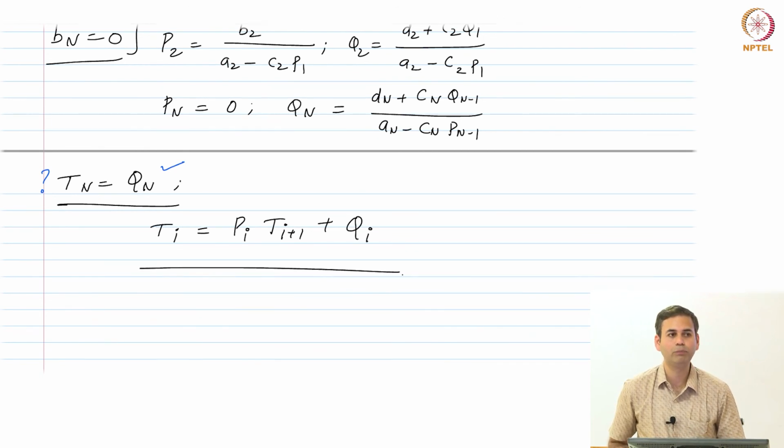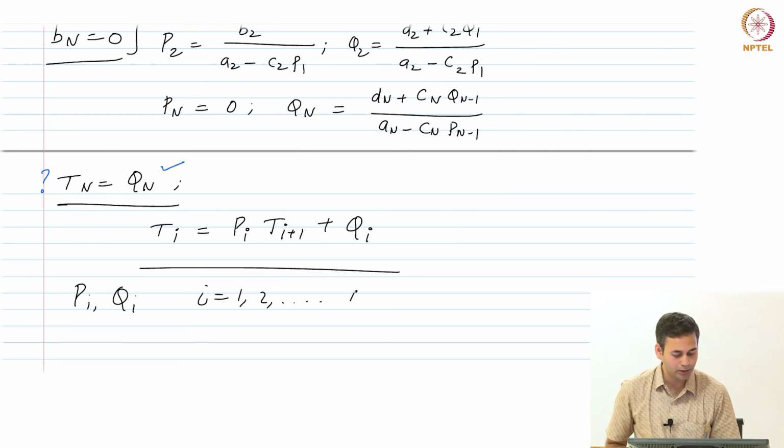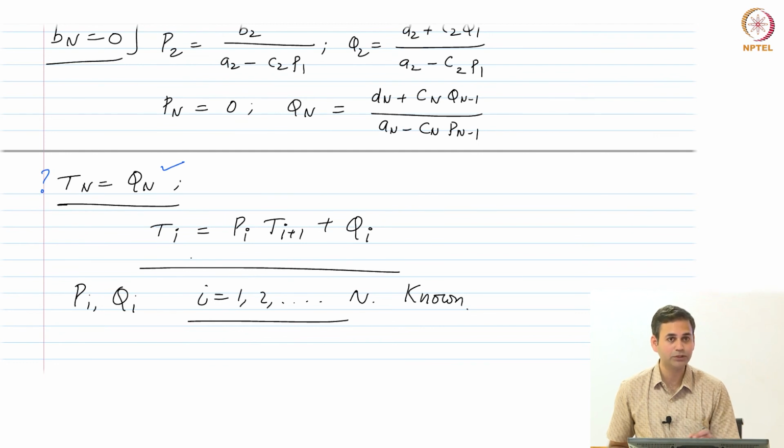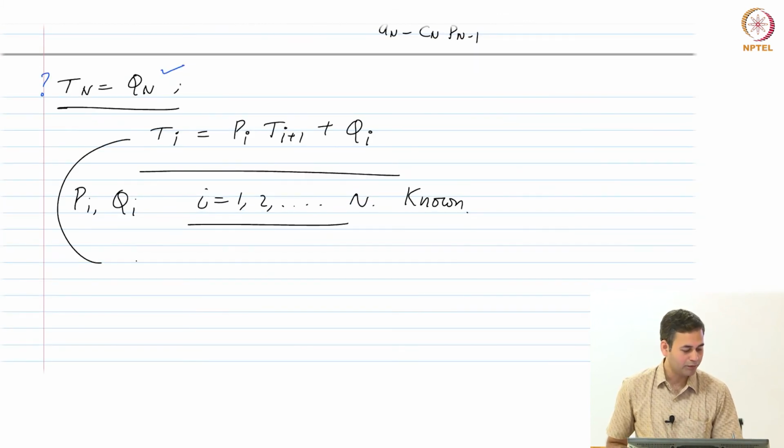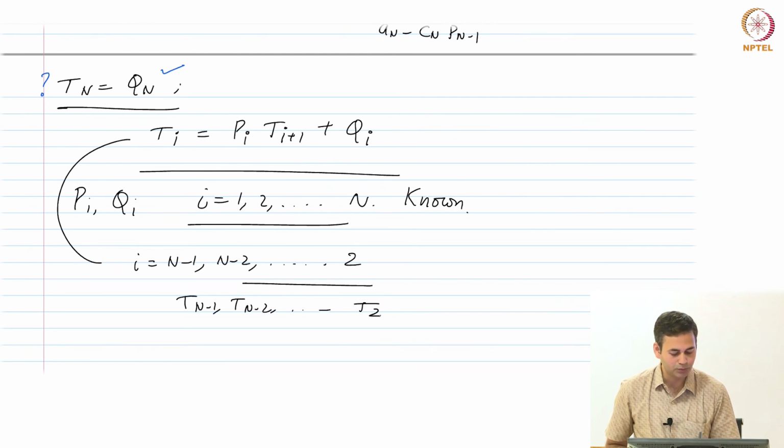Now, at this moment, do we know Pi, Qi for 1 to n? All the values? We know, right. So essentially Pi, Qi for i equals 1 all the way to n are all known. Now, what did we just calculate? We just calculated Tn. Can I calculate Tn minus 1 from this equation? I just plug in i equals n minus 1 and calculate Tn minus 1, next I can calculate Tn minus 2 and so on, up to T2. That is your back substitution process. So use this relation for i equals n minus 1, n minus 2 all the way to 2 and calculate Tn minus 1, Tn minus 2 and T2, fine.